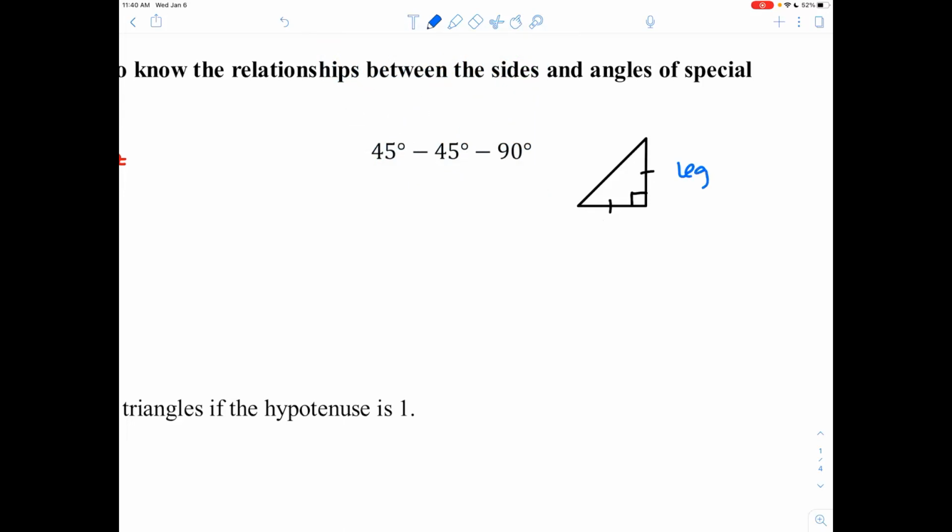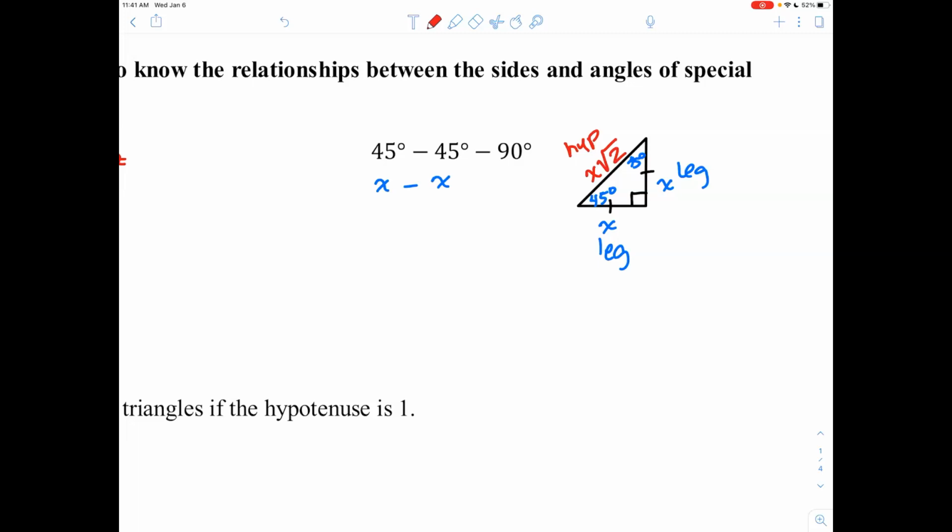This is a leg and this is a leg, and this will be 45 degrees, which forces this measure up here to be 45 degrees. If 2 angles are the same on a triangle, then 2 opposite sides will be the same as well. All right, they're going to have a measure of x, some unknown measure. They will be the same measure. Now, there is a relationship between those 2 legs and the hypotenuse. The hypotenuse will be the length of x times the square root of 2 all of the time.